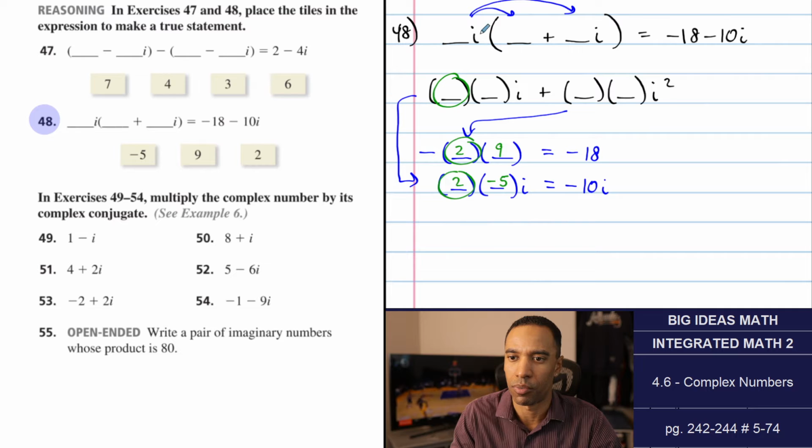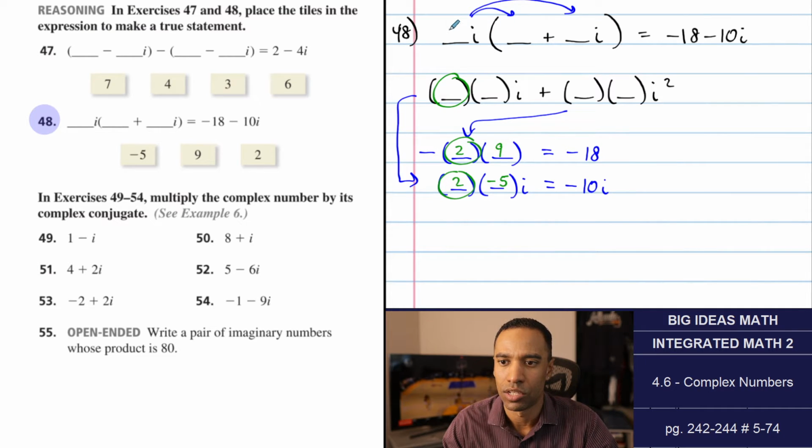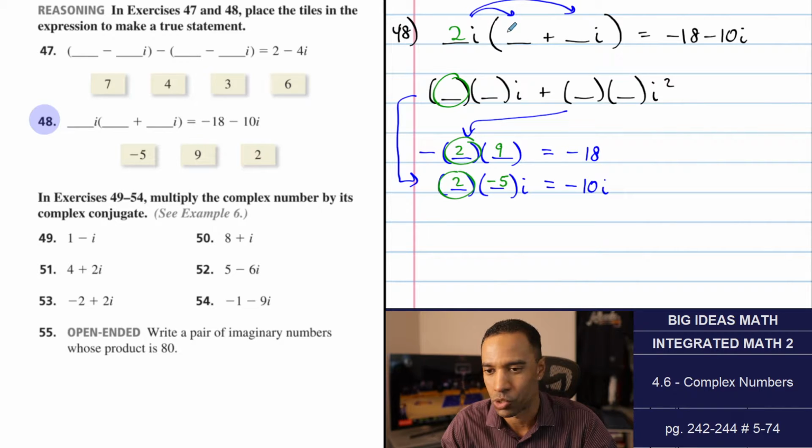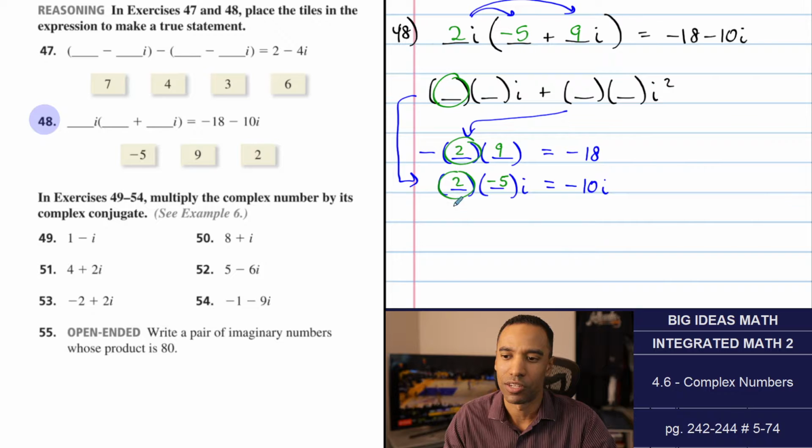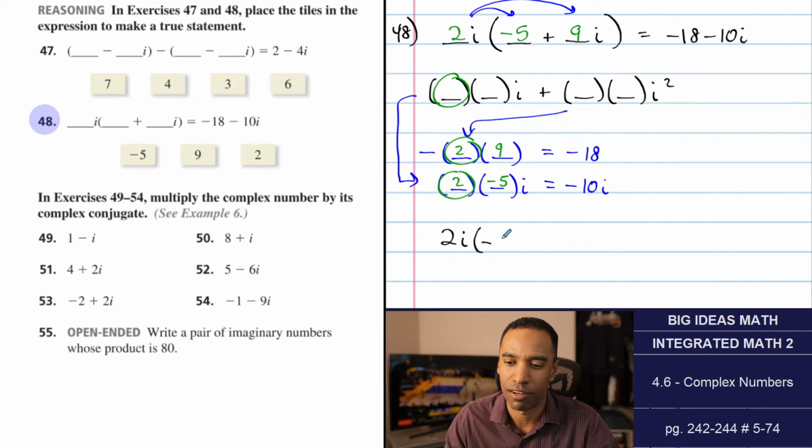So ultimately, when we write this, this is the 2. Yeah, I did this really slowly this way. I'm sorry. I was trying to make magic happen out of this. This is negative 5, and this is 9. Yeah, that went very slowly for me, discovering this. So it becomes 2i times negative 5 plus 9i equals negative 18 minus 10i.